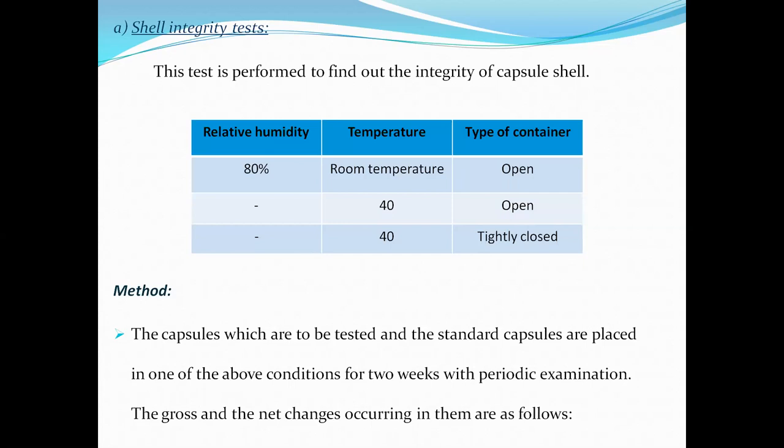Relative humidity 80%, room temperature, and the temperature of 40. The standard capsules are placed in one of the above conditions for 2 weeks. Periodic examinations are made of the gross and net changes occurring with them.